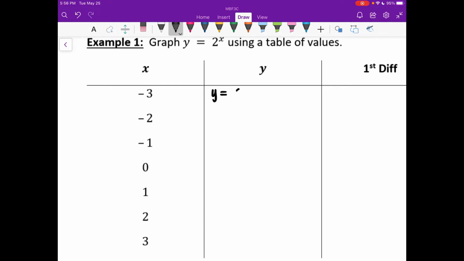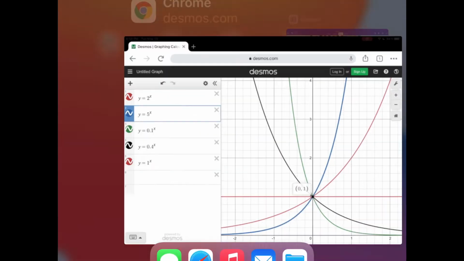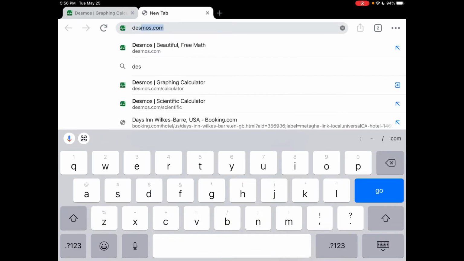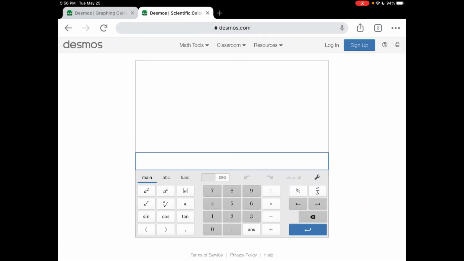I know y is equal to 2 to the power of x, so now my x is the exponent. I'm going to sub this x value into this exponent. So it's -3. Let's pull up our Desmos calculator as well. I'm going to do 2 to the power of -3, and it gives me 0.125, or if you want the fraction, it's 1/8.